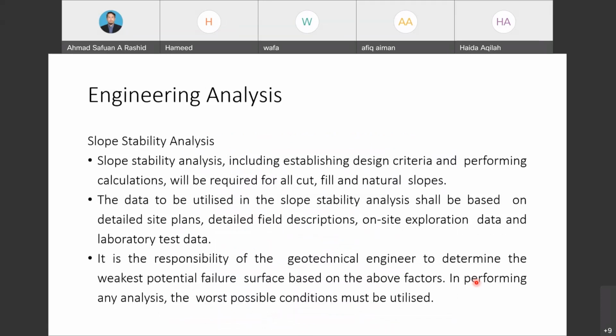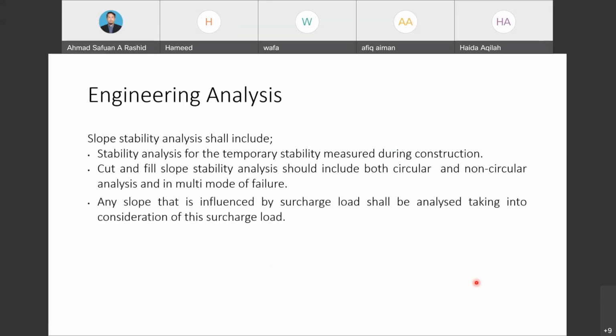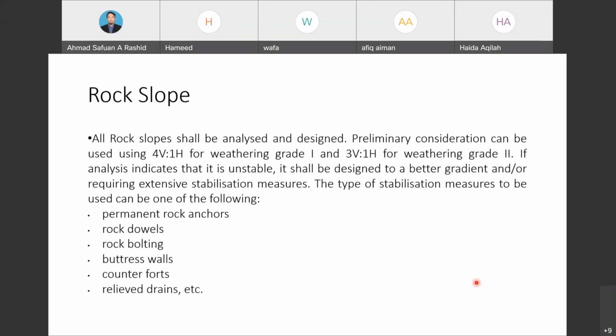Then slope stability analysis should be carried out. This is what we have discussed in detail, and I guess this is what we just discussed in the previous class as well. So for the rock slope, this is the type of stabilization that could be used. Later on, I will show the diagram: the rock anchor, rock dowel, rock bolting, buttress wall, counterfort.